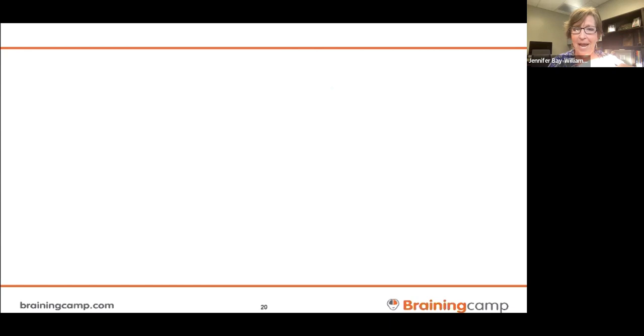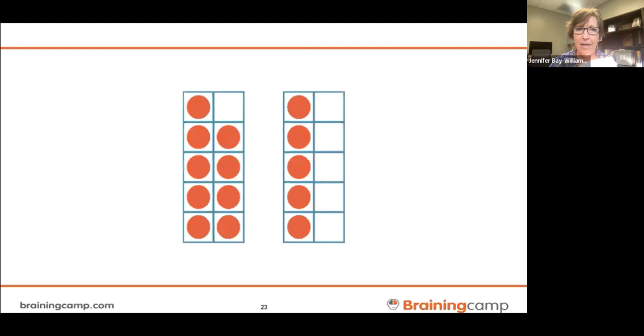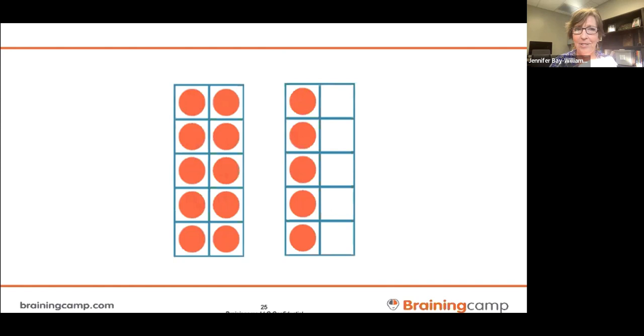So here would be the beginning of one pair, and here's the second one of the pair. And you can see that once you make these, and I made all of these in Brainingcamp, I always do, not just for this workshop. They're super simple, super versatile. And then here's the pairing.